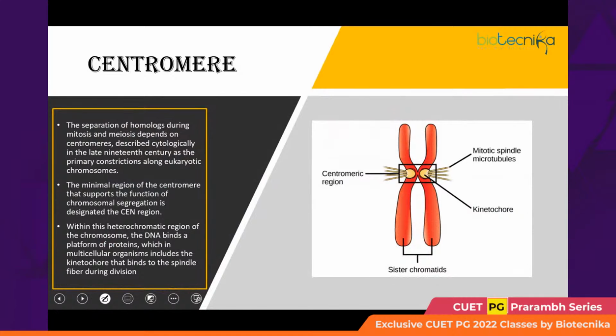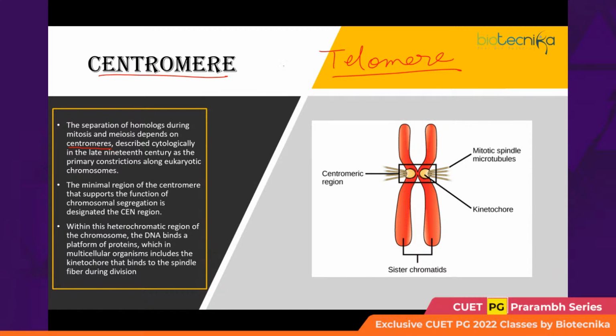Now, when we see the eukaryotic chromosome, there are two very important portions in it. One is centromere, another one is telomere. So we'll talk about each of them. Now, what is centromere? Centromere is usually considered as the primary constriction of the chromosome. The separation of homologs during mitosis and meiosis depends on the centromere.